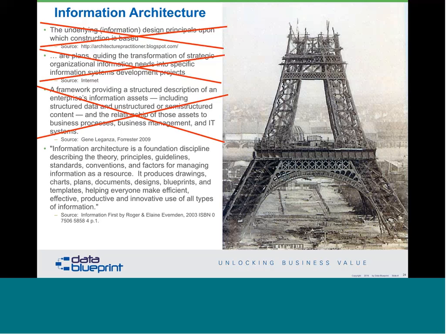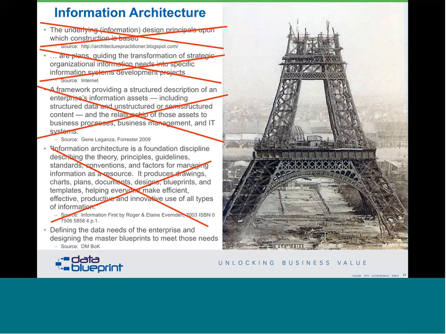My quibble is, again, if you try in that elevator speech to say information architecture is a foundation discipline describing the theories, principles, guidelines, standards, conventions, and factors for managing information as a resource, producing drawings, charts, plans, documents, designs, blueprints, templates, helping make everyone efficient, effective, productive, and innovative in all types of use of information, it's correct. But golly, the elevator's already stopped at that point, and whoever's in there is getting out. Even our DMBOK, I quibble a little bit with the definition, defining the data needs of the enterprise and designing the master blueprints to meet those needs.